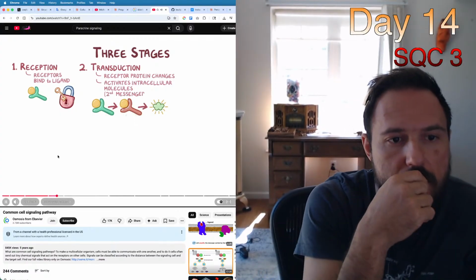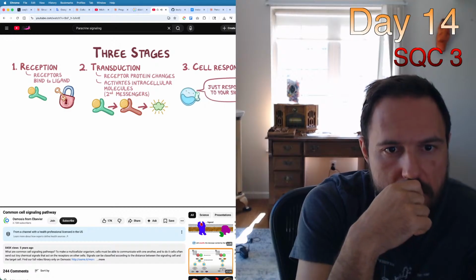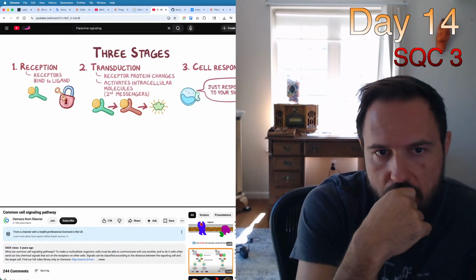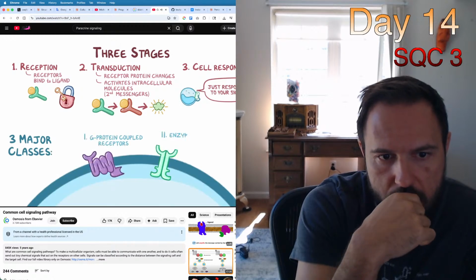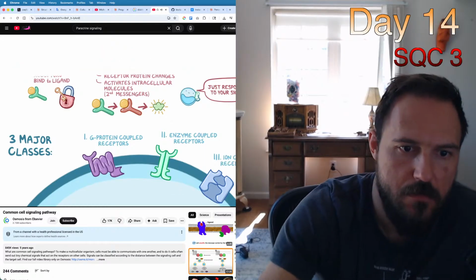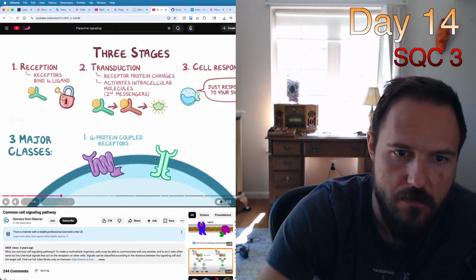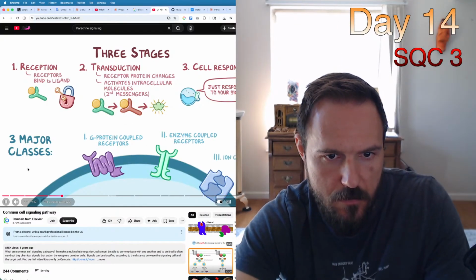The second messengers. The third stage is the cell's response to the signal. Zooming into these transmembrane receptors, there are 3 major classes: G protein coupled receptors, enzyme coupled receptors, and ion channel receptors.